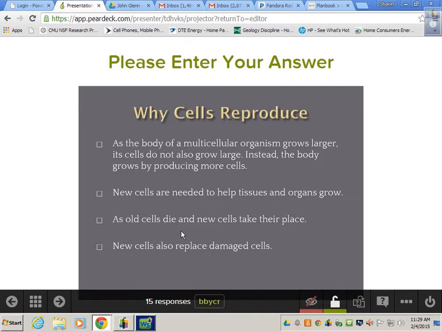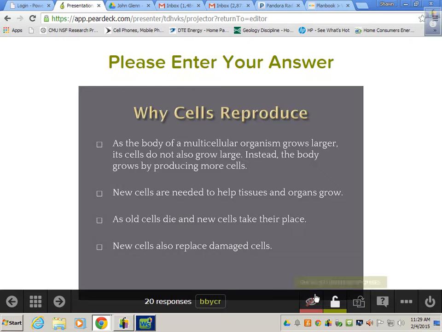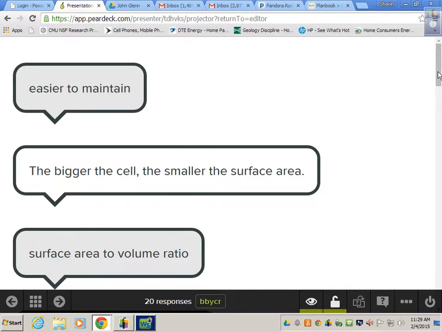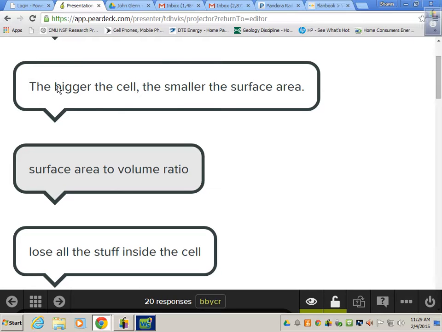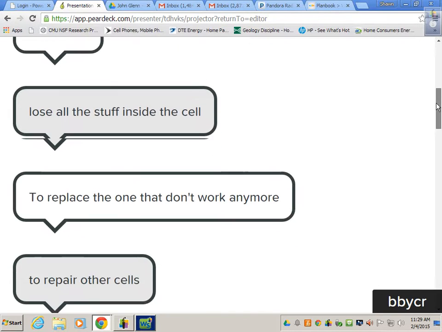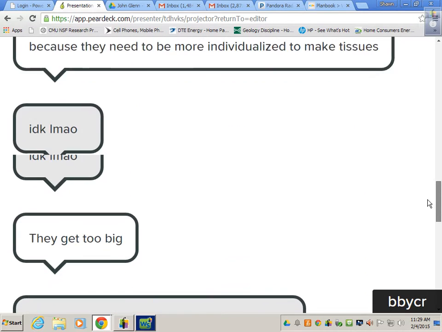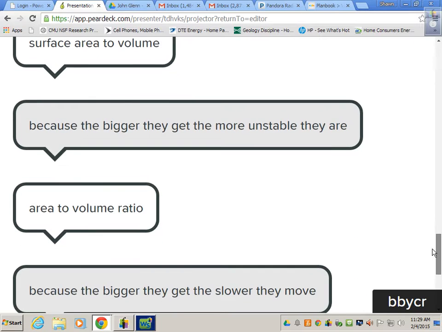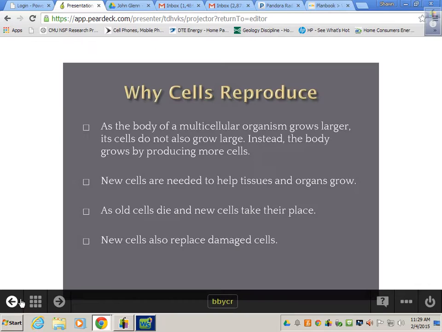So new cells are needed to help tissues and organs grow. So why don't cells just expand? Let's see what you put. They are easier to maintain, yep. Ah, there's the kicker. The bigger the cell gets, the smaller the surface area to volume ratio is. So that whole surface area to volume ratio that a few of you put there is what we're looking for. If a cell gets too big, that surface area to volume ratio gets too small, and it can't bring in enough nutrients to support what's inside of the cell.